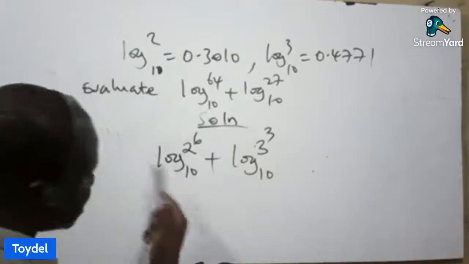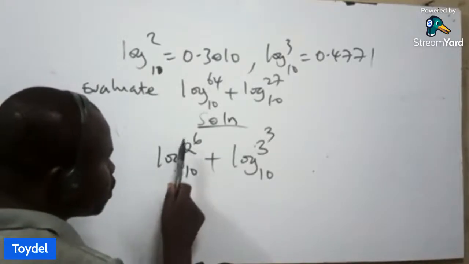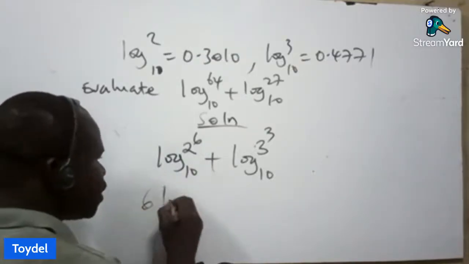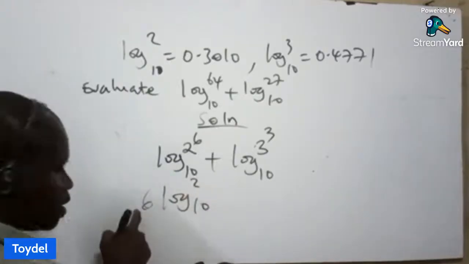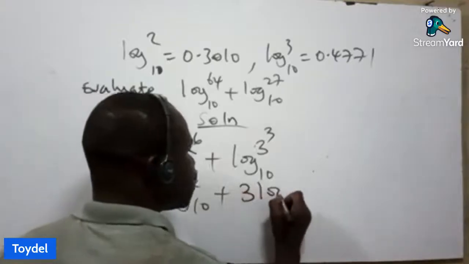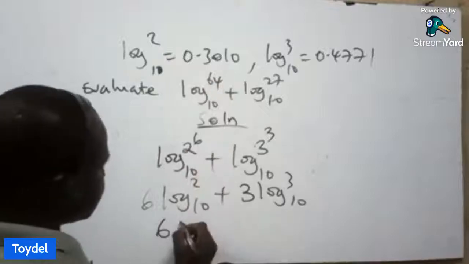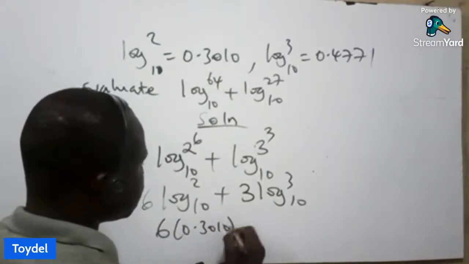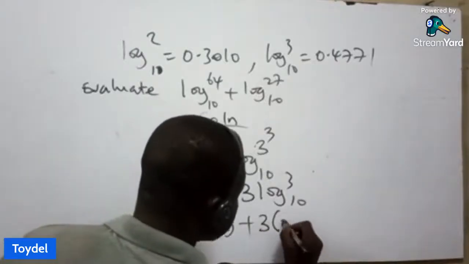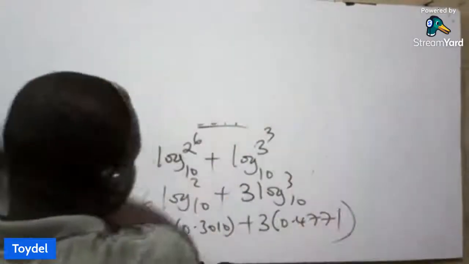So in this case now, there's one law. I think the third law of logarithm says that if we have log of a number and it has a power, the power can come down. That is, you can have 6 log 2 base 10. This 3 can also come down, so we have 3 log 3 base 10. Then just say 6 times, what is log 2 base 10? We are given the value is 0.3010, plus 3 times, what is log 3 base 10? We have this value, 3 into bracket 0.4771. Then from there, you can go ahead and get your answer.